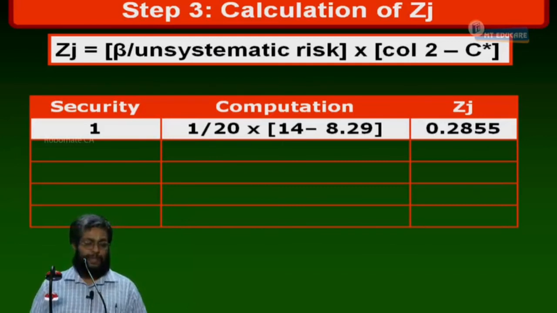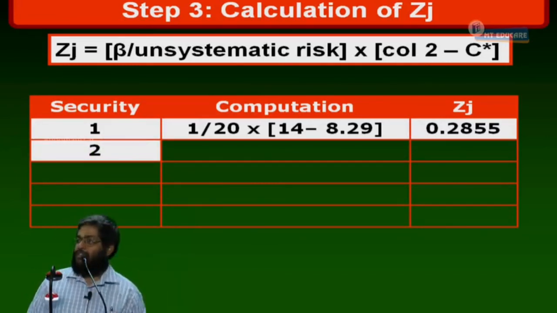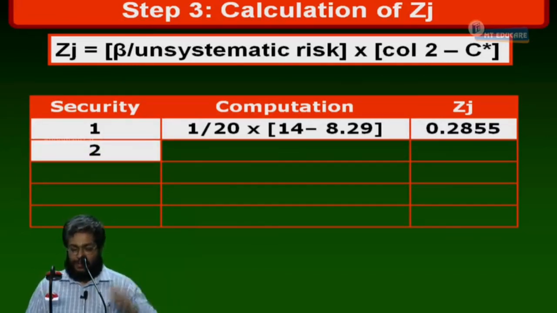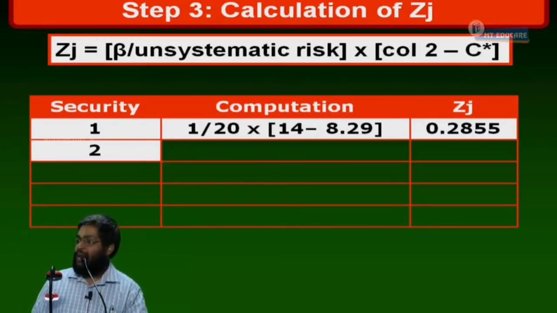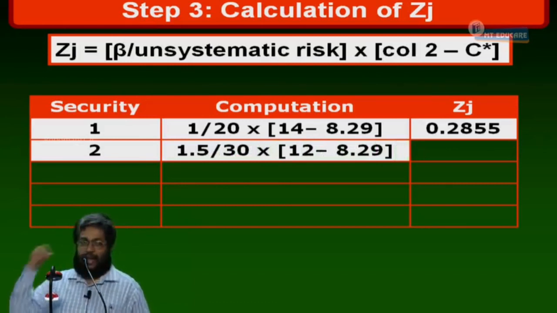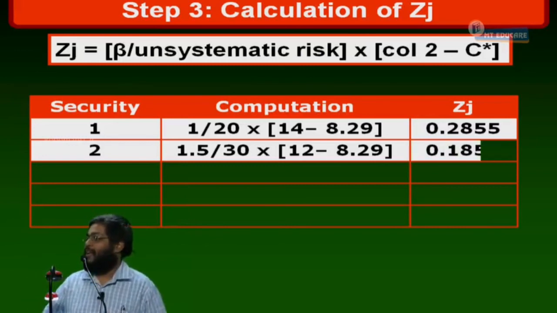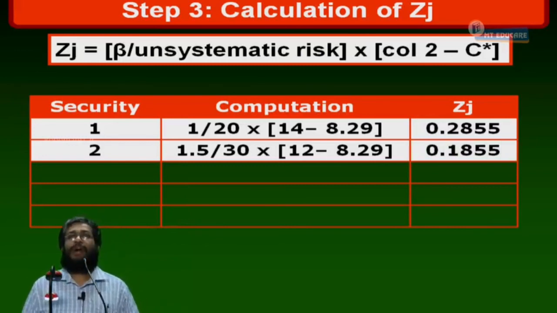0.2855. I want a confirmation. Now all of you tell me for the second security. Beta by unsystematic risk: 1.5 divided by 30 into column 2, which is 12 minus 8.29. That's column 2 in our computation. The number is 0.1855.